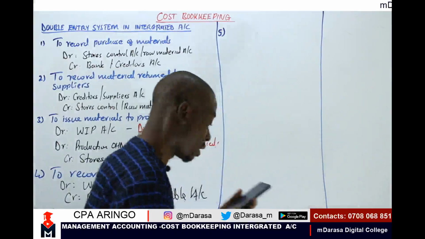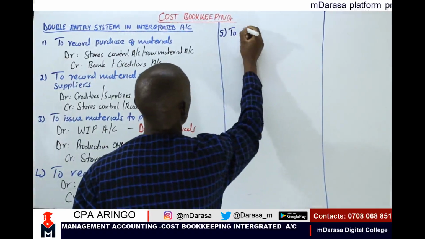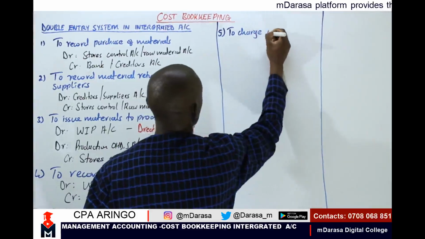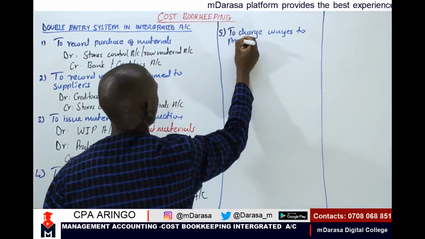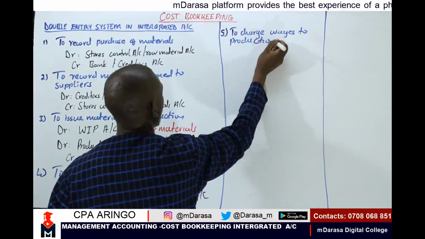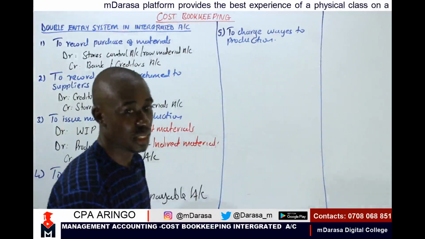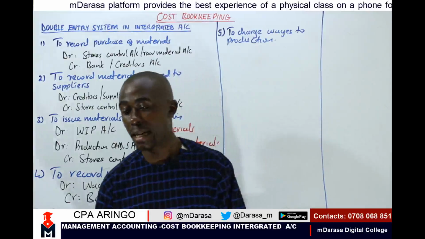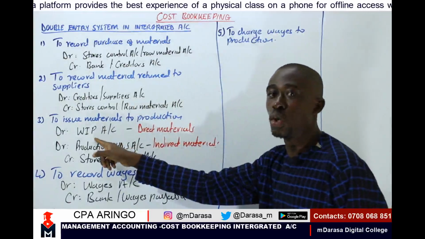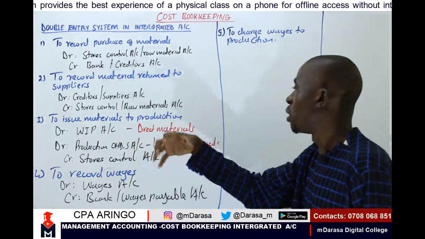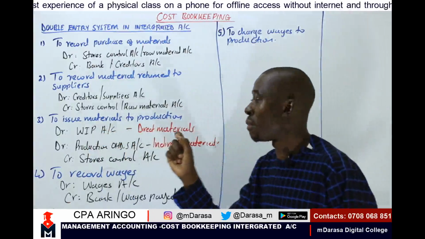To charge wages to production. To charge wages to what? To production. To charge wages to production, what should we recall? To charge wages into production, always have that in mind, the concept of direct and indirect wages. So, meaning that at the back of our mind, work in progress will always click in. At any given point you are talking of charging into production, the aspect of work in progress account will always ring at the back of our mind.